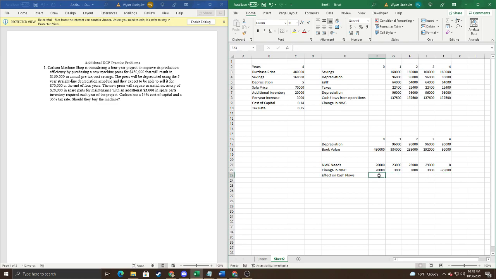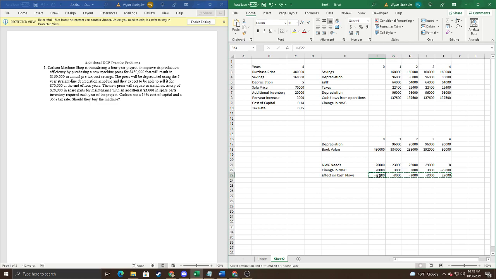So how will this affect our cash flows? Well, cash flows have the inverse effect that the change in net working capital has. So we're just going to do equals negative the cell above, and we're going to get our effect on cash flows due to change in net working capital.